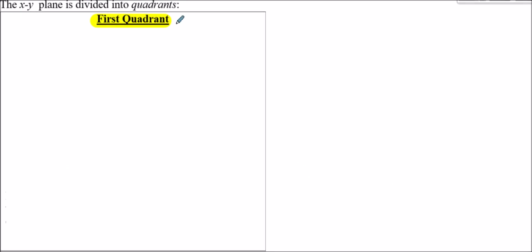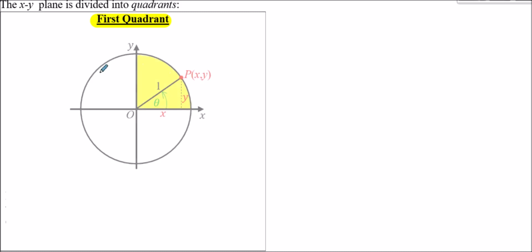So the xy plane on which the unit circle is drawn is divided into quadrants. So let's just talk about what these are. First of all, the first quadrant. We define the first quadrant as being in the top right hand corner, what I've highlighted here in yellow.